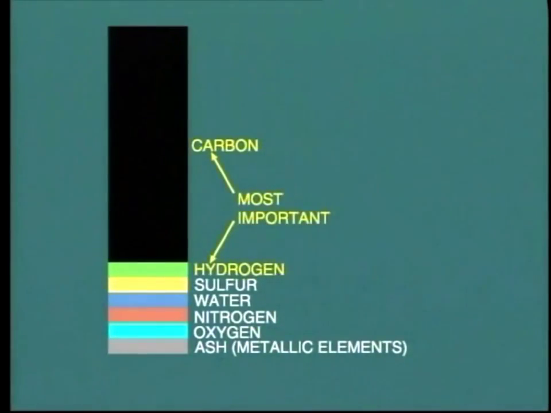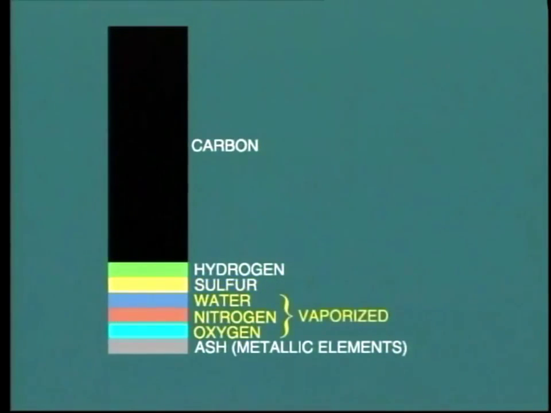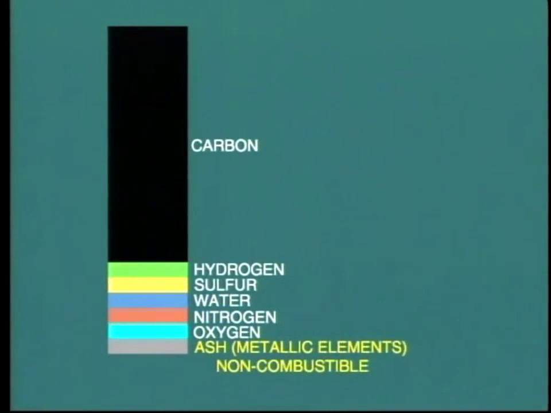Well, the most important combustible elements are carbon and hydrogen. Sulfur also burns, but releases only a small quantity of heat. Other ingredients in the fuel, such as moisture, water, nitrogen, or oxygen, are vaporized. Other constituents of the fuel, notably metallic elements, are non-combustible and remain as ash after combustion has taken place.